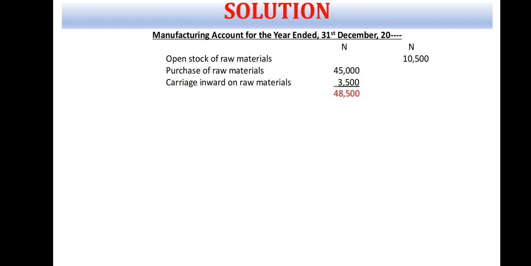48,500 naira. When they bring the materials, if there are any damages, that means they will return them to the supplier. Let's look if there is a return outward in the question. So we have return outward on raw materials, 2,000.